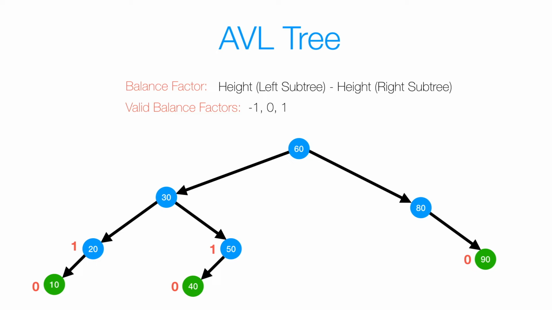Our node 30 has 2 edges to its deepest leaf, so it has a height of 2. Our node with 80 has one edge to its deepest leaf, so it has a height of 1. And our node 60 again has 3 edges to its deepest leaf, so it has a height of 3. Now that we know these heights, let's insert a node into this tree.